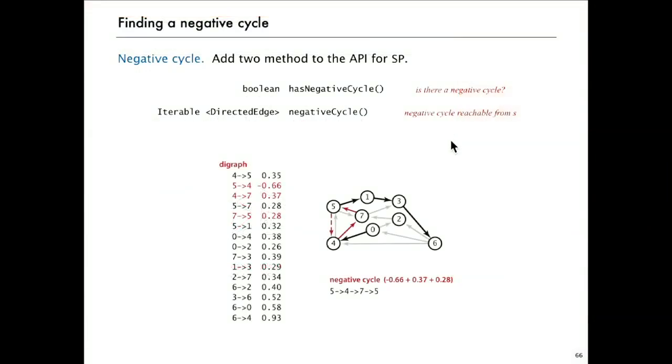So anyway, since it's a useful thing to do, we're going to add two methods to the API, and that is, does the graph have a negative cycle? And then an iterable, if it does have a negative cycle, please give it to me. So for this graph, it would return true, and then it would give an iterable that would have these three edges that give me the negative cycle.